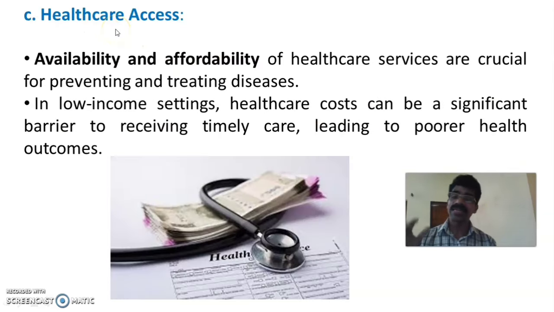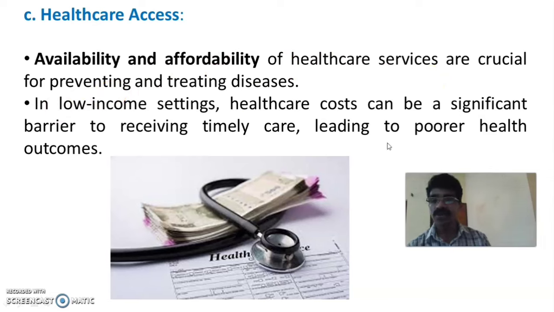Then the third one is healthcare access for the public, or access for the people. That is availability and affordability. Affordability means the person can receive the services by paying a particular amount that is affordable. For government services, if you go to a government hospital, you can get admission and get the services by paying a minimum amount with a ration card or Aadhaar card. That is affordability. So affordability of healthcare services is crucial for preventing and treating diseases.